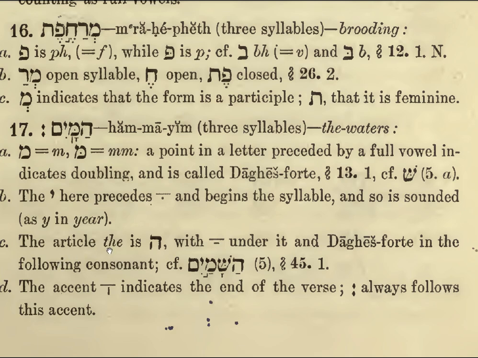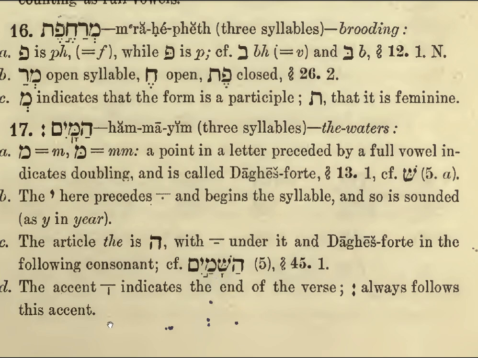The article, the, is ha, with the patach, this vowel here, a, under it. And after the article, you have the doubled consonant after it. Most of the consonants double, some don't double if they are gutturals or this letter r, which is hard to double. So hash shamayim. And here we have ham mayim. In modern Hebrew, this doubling is not generally observed. People are a bit sloppy with their pronunciation, but it should be done. Ham mayim, hash shamayim.